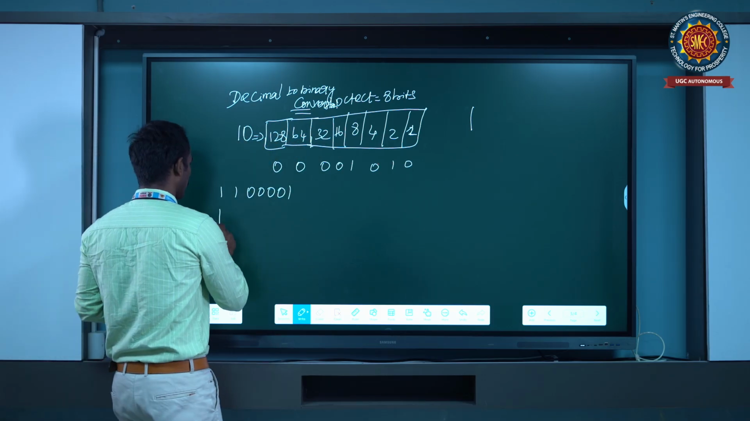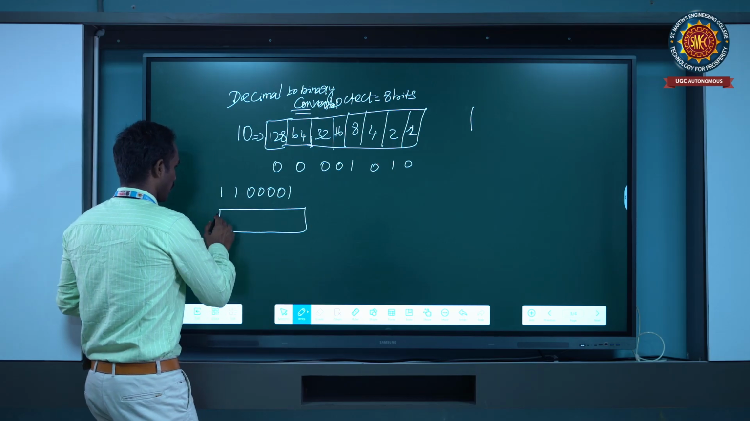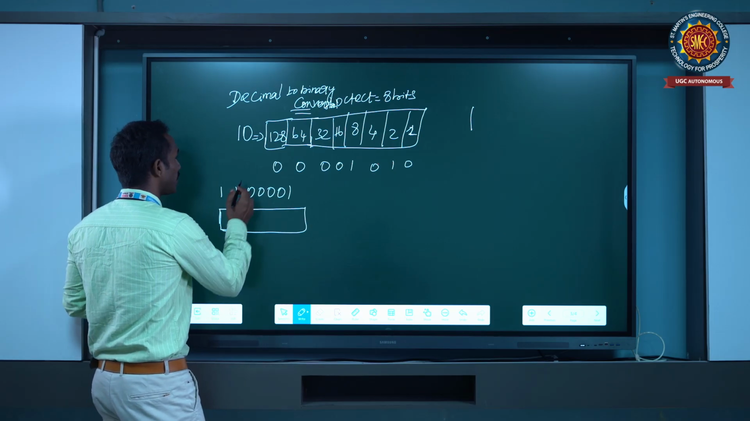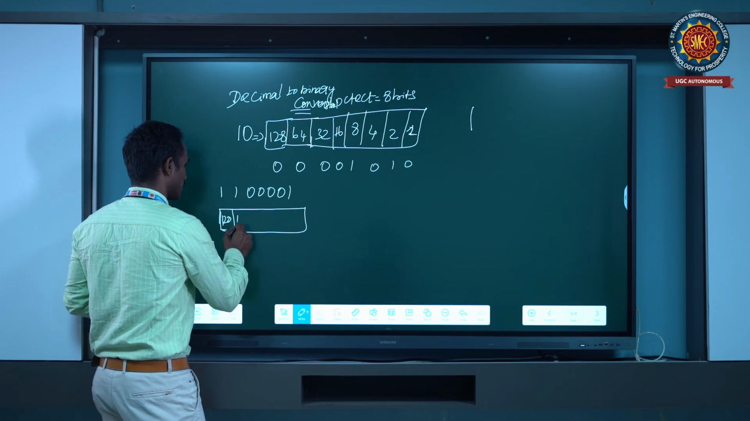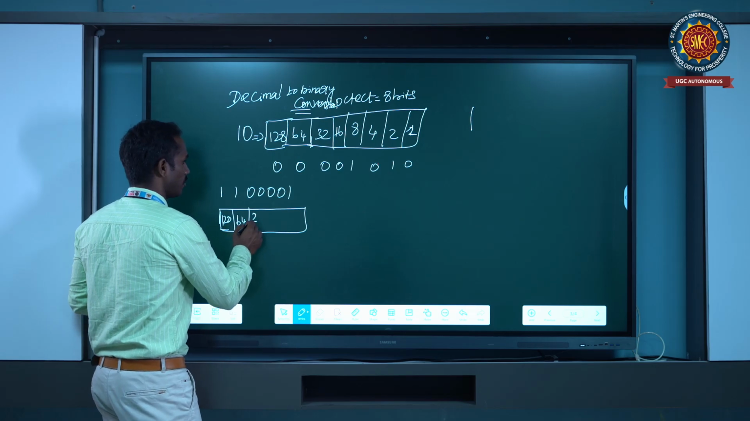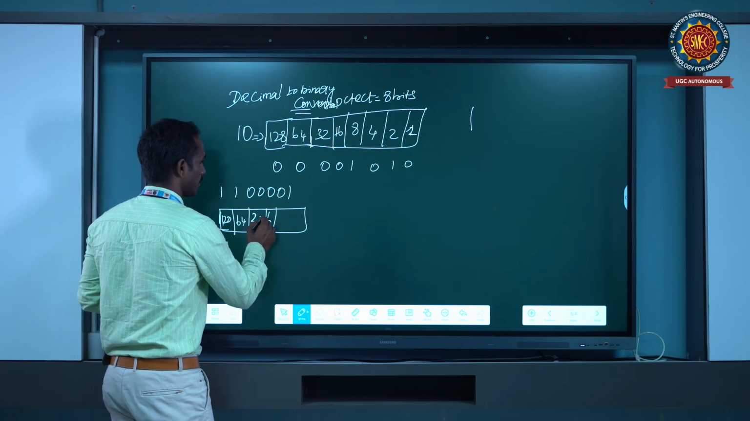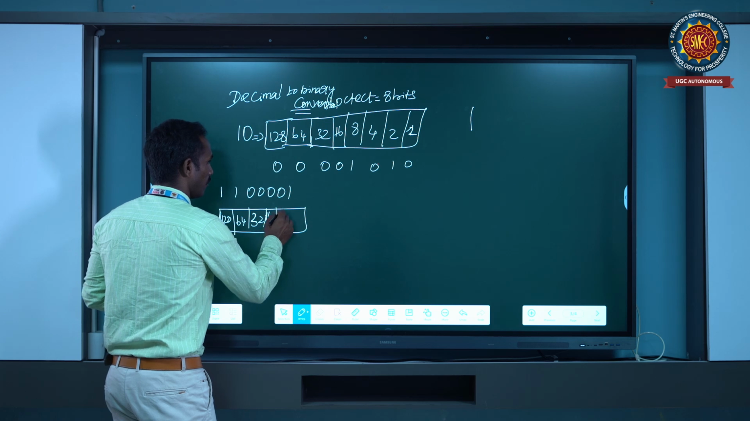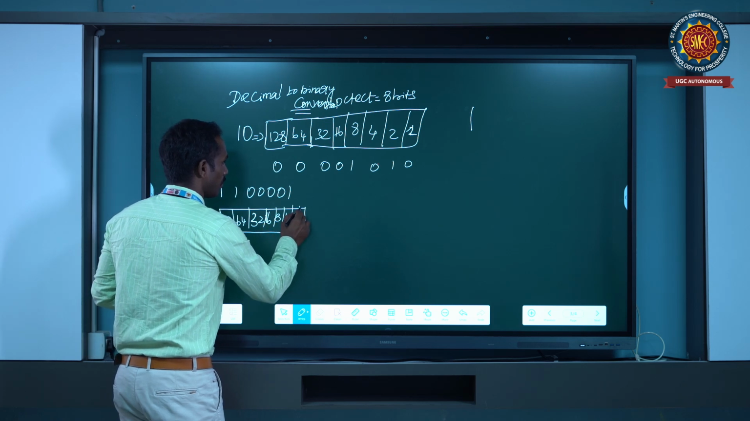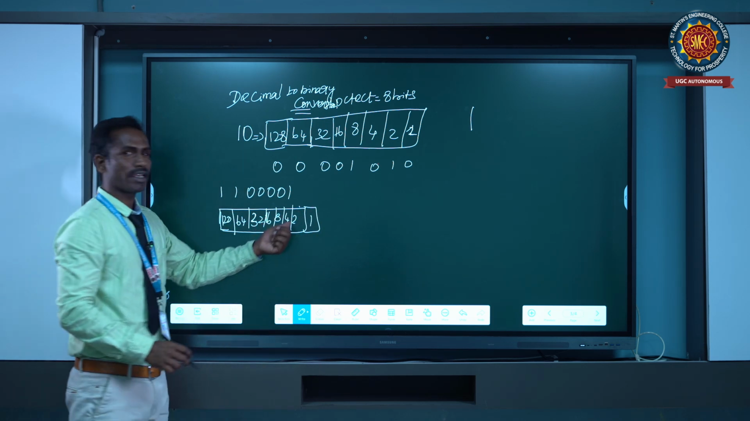First we have to write the 8-bit value. What is the 8-bit value? 128, 64, and then 32, 16, 8, 4, 2, and then 1. That is the 8-bit value.